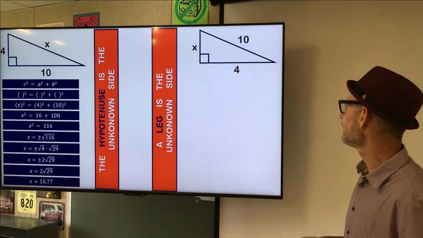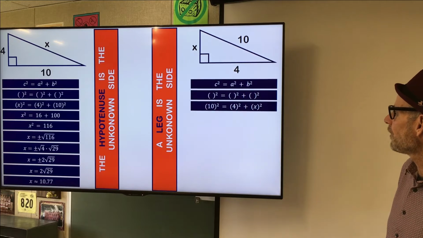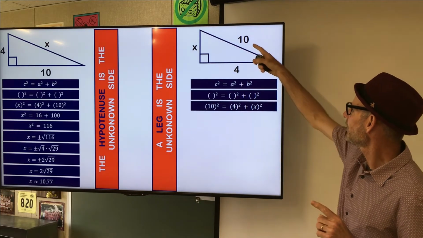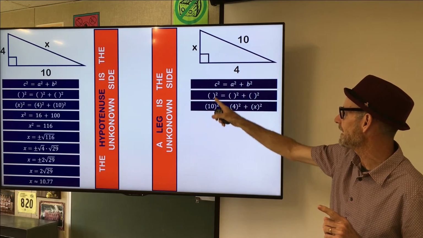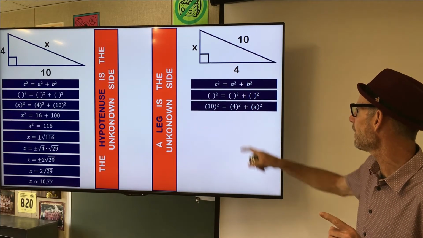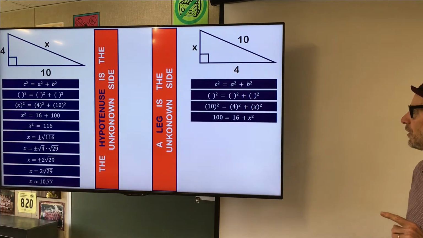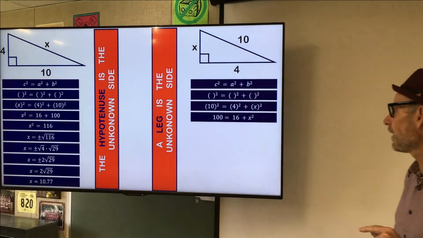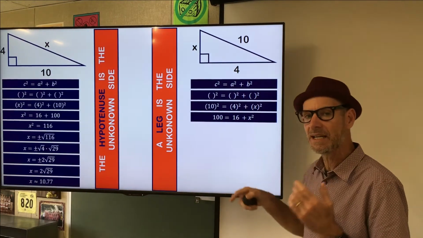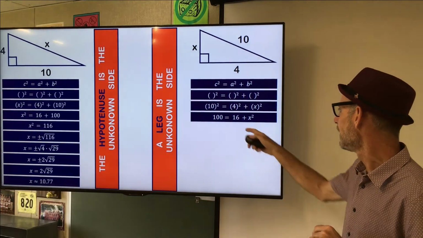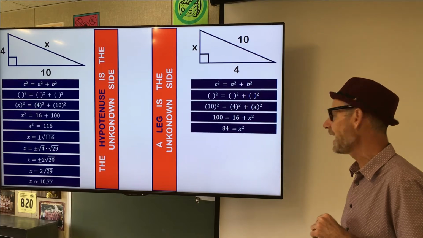Now for this example on the right, we have the Pythagorean Theorem. We're going to fill in the variables. And notice again that the hypotenuse is always the number that gets filled in for the c squared. So we put our 10 there. We have a 4 there for one leg and an x there for another leg. Now we do the arithmetic and we have 100 equals 16 plus x squared. At this point, to get the x by itself, we need to subtract 16 from both sides. So I subtract 16 here, I subtract 16 here, and I get x squared equals 84.